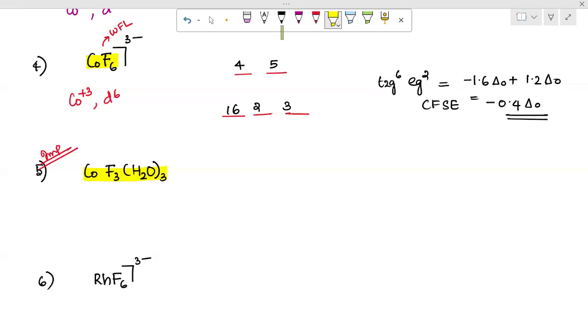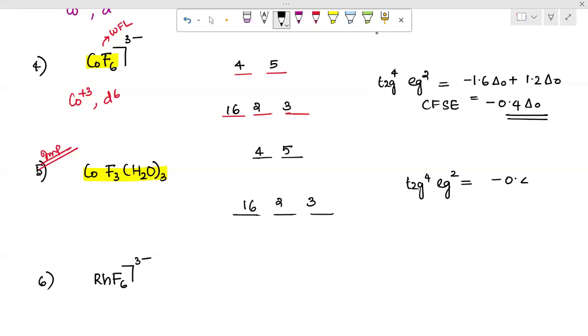Okay, this is just as expected. Fluoride is weak. This one would also be weak. So again, cobalt is in plus 3. So you have 1, 2, 3 easily. 4 can jump because the splitting would be low and 6 would come over here. t2g4, eg2. Okay, it's not 6 over here, it's 4. It's my mistake. It's t2g4, eg2. Here also t2g4, eg2. So again, the CFSE is going to be the same, minus 0.4 delta O.